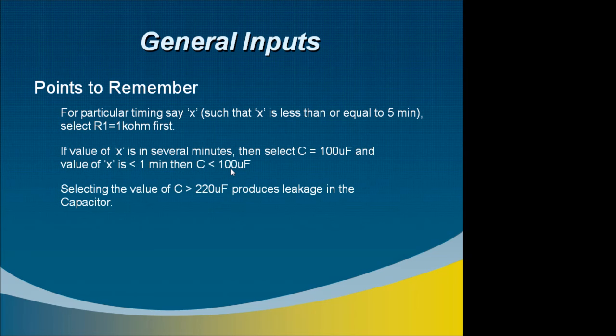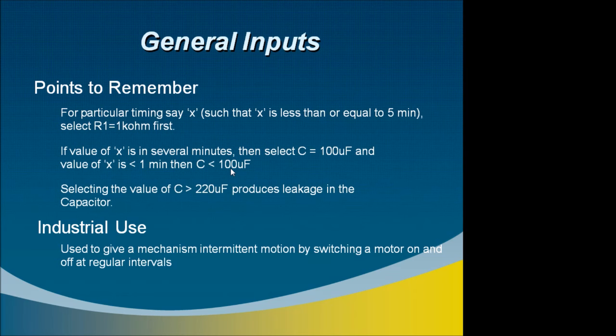Industrial use. This type of circuit could be used to give a mechanism intermittent motion by switching a motor on and off at regular intervals. It can also be used to flash lamps and LEDs, and is useful as a clock pulse for other digital ICs and circuits.